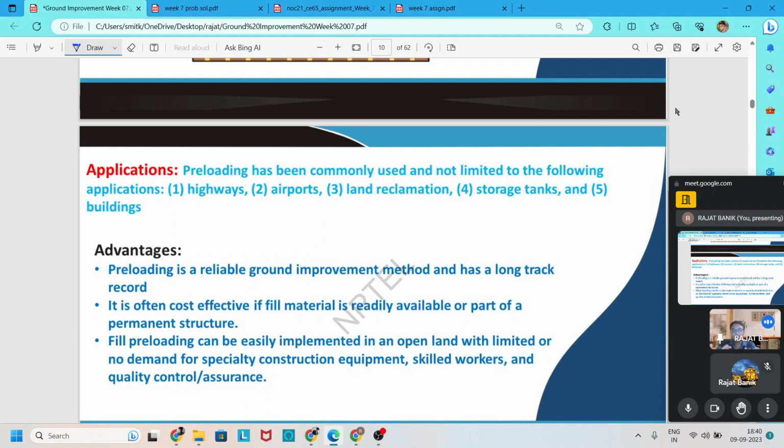And if we apply only preloads on the ground, no skill level is needed for this pre-consolidation method. But if we apply vertical drains, there are some equipment and skill level required. We can see that in the next slide.